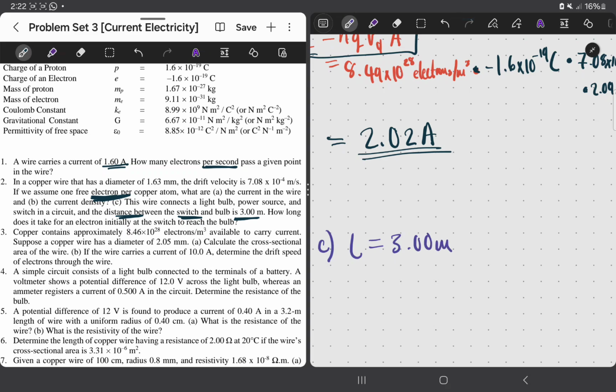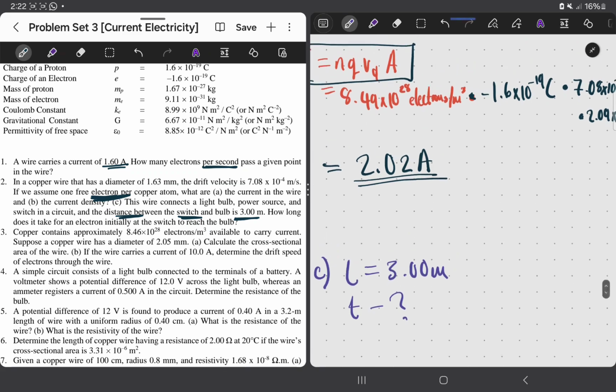That's the only thing that we actually have. We have no distance in all the formulas we've talked about, so it looks like it's just an L. Then they're saying how long, so they're asking for time. Does it take to reach the bulb? So which formula do we have that has L and T?